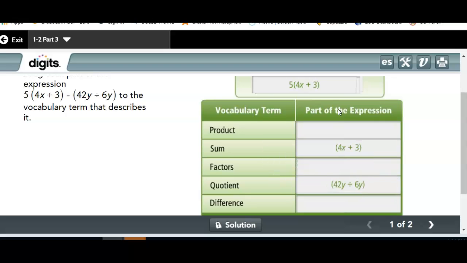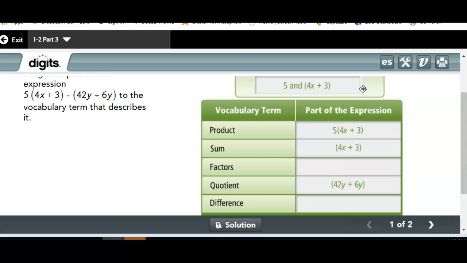Then we have 5, parentheses, 4x plus 3. Macy. A sum. We already have one there. There's only one for each. Okay. This is going to be a product. Someone tell us why it is a product. Hudson. Good. When you have a number next to parentheses, that is multiplication. So this is 5 times parentheses 4x plus 3. Product.